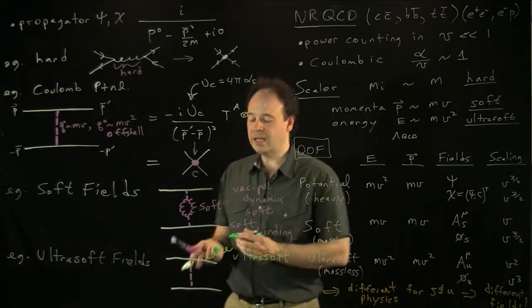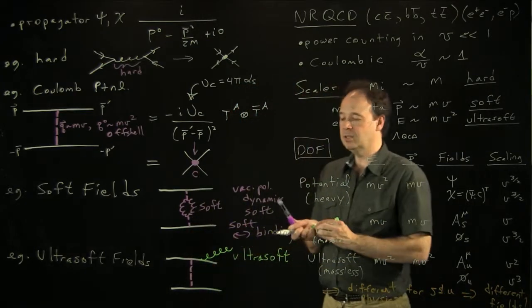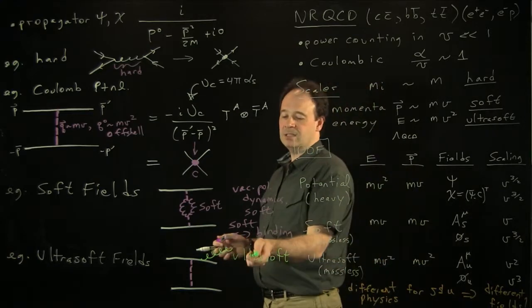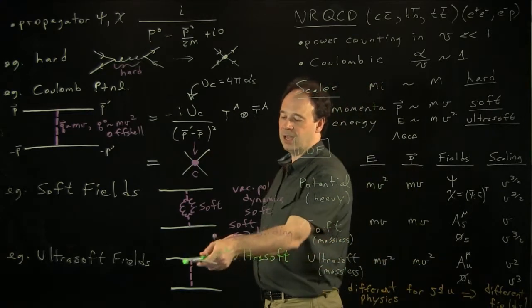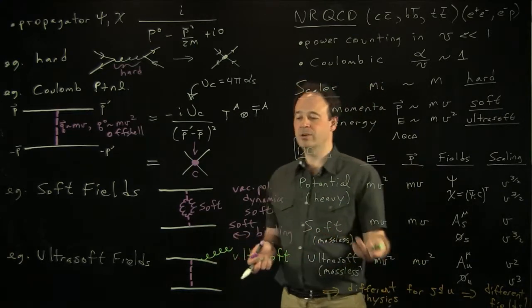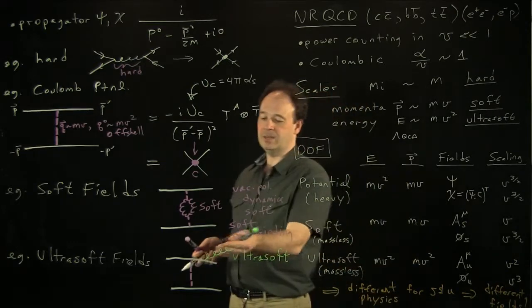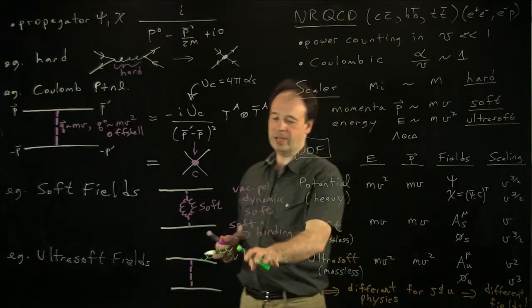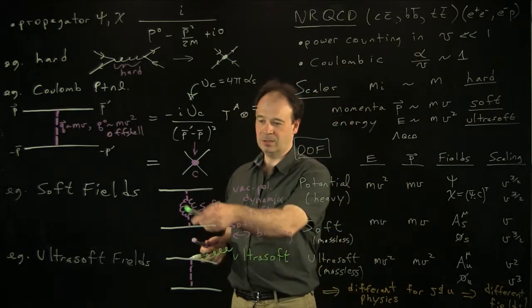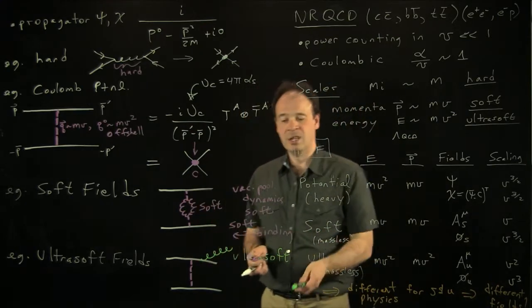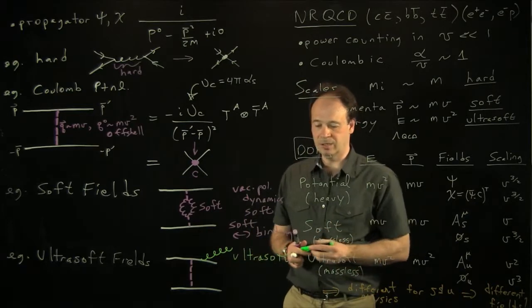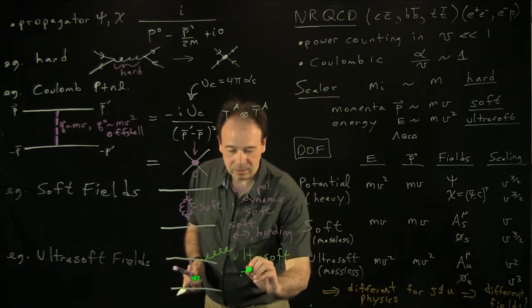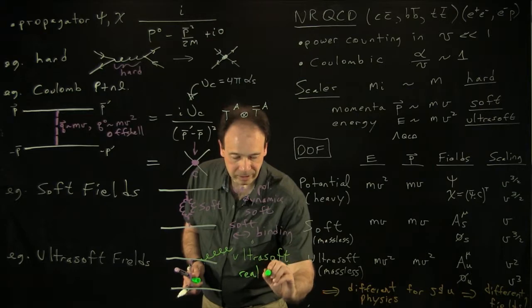So you could say, well, why can't it be soft? Why does it have to be ultrasoft? And the reason it has to be ultrasoft is because the energy that the system has is only of order mv squared. So it can only radiate something of order mv squared energy into the final state. That's why it can't radiate soft particles. Soft particles can be virtual and exchanged like this, but they can't be real radiation like the ultrasoft. So the ultrasoft is what describes real radiation.